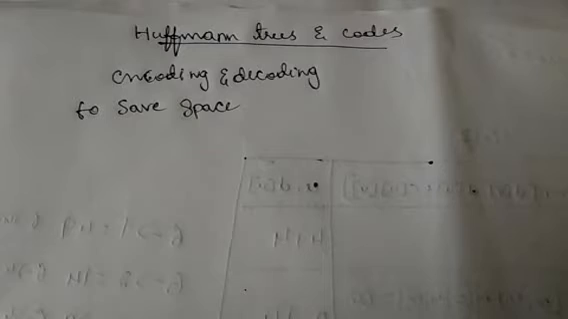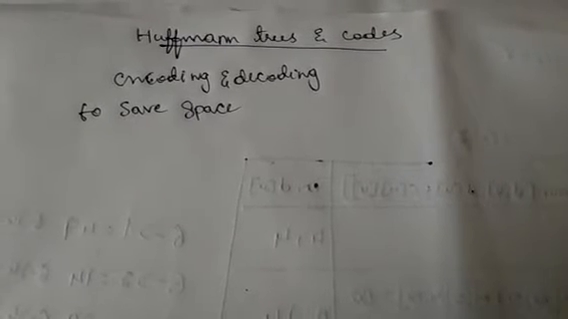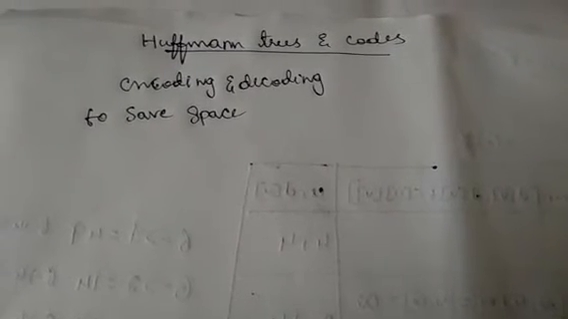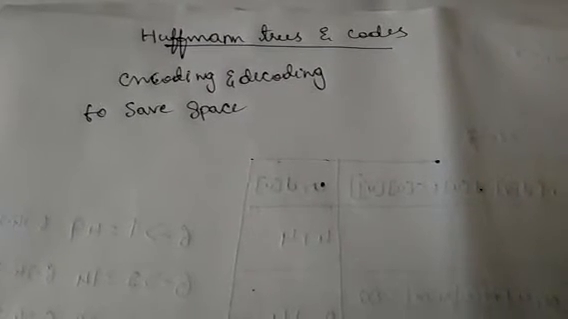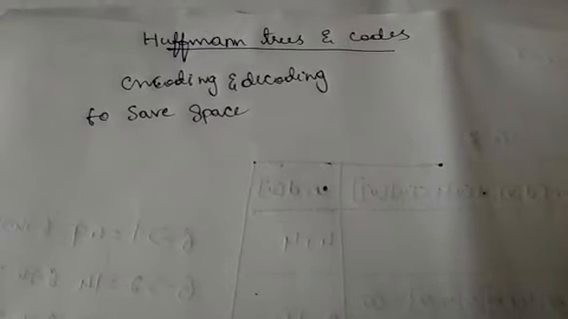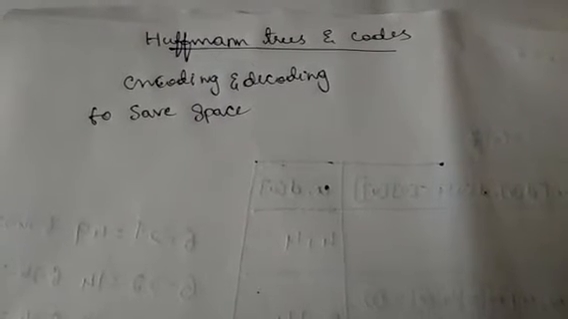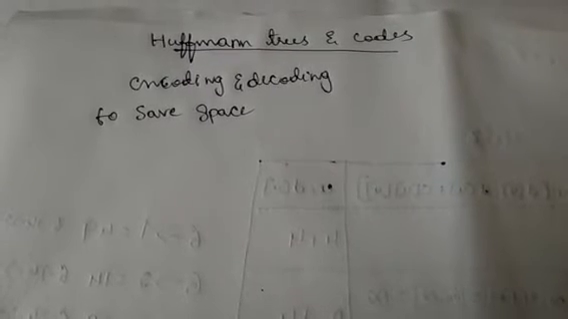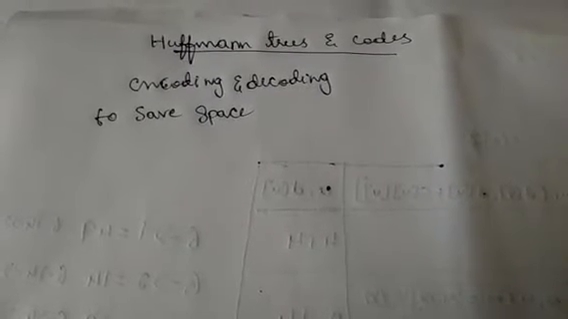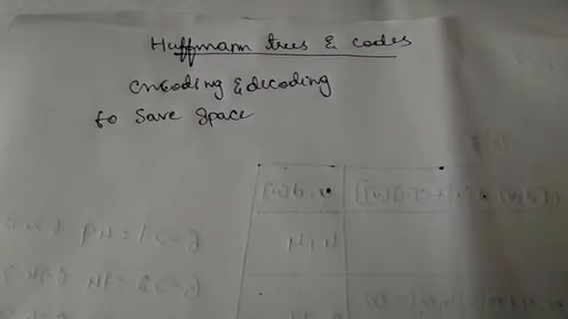This is how the Huffman code will work. By using this we just have to construct a tree. Now we'll see what this Huffman code is. This Huffman code is widely used in many techniques for compressing and decompressing data, that is encoding and decoding of data.